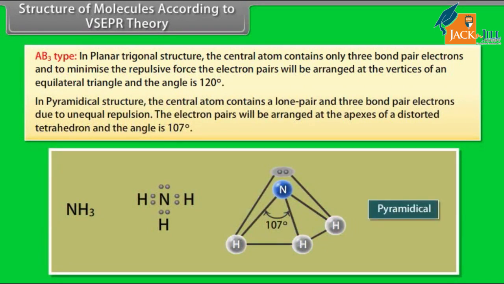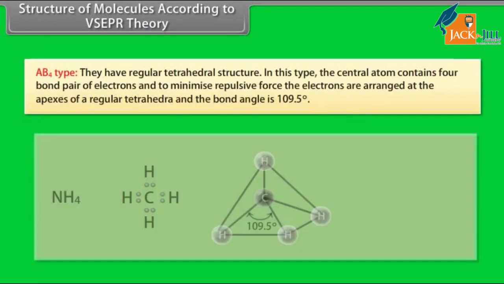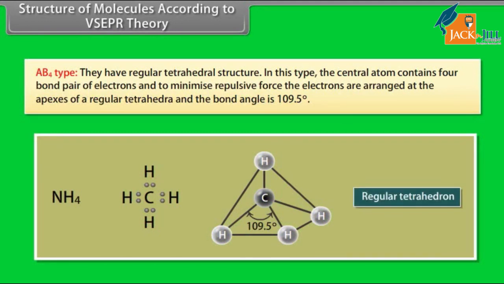In pyramidal structure, the central atom contains a lone pair and three bond pair electrons. Due to unequal repulsion, the electron pairs will be arranged at the apexes of a distorted tetrahedron, and the angle is 107 degree. AB4 type. They have regular tetrahedral structure.